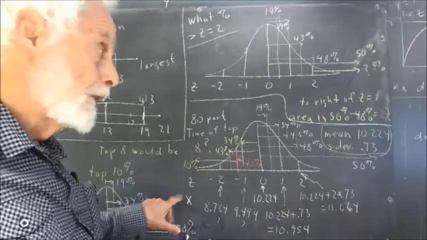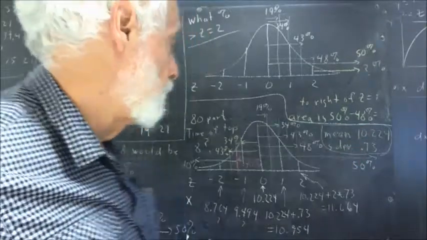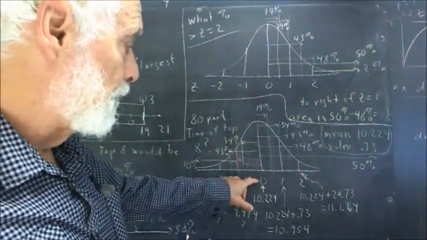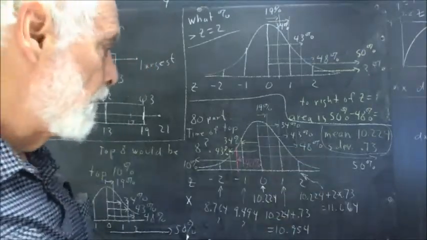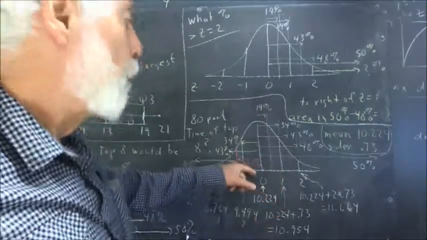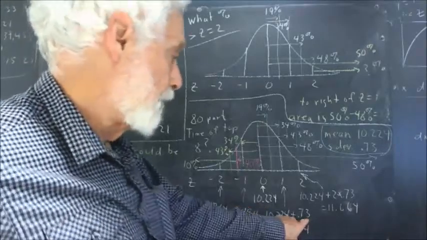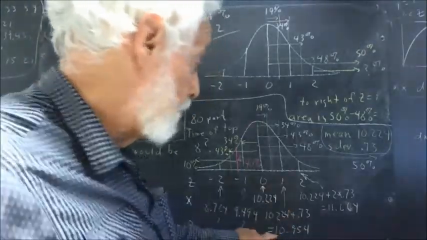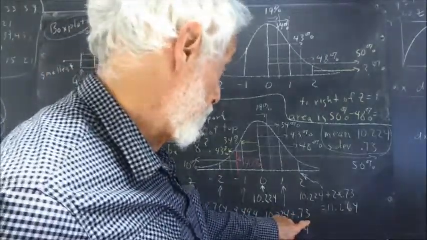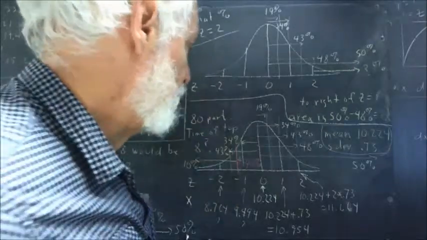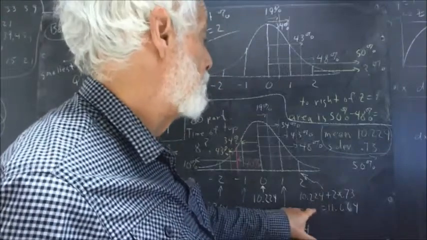Now your x values are the values of the times, the mean and standard deviation being 0.73. The z equals 0 time is your mean. That's 10.224 seconds. Okay, then z equals 1. What does 1 mean? 1 means 1 standard deviation more than the mean. Well, the mean is this, the standard deviation is this. 1 standard deviation more than the mean is the mean, 10.224, plus 0.73, the standard deviation. And that's 10.954.